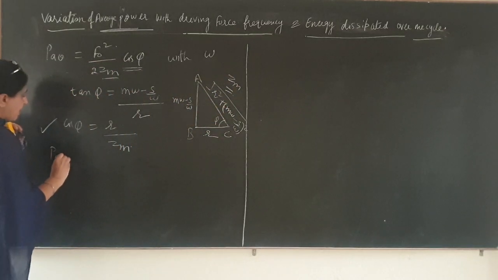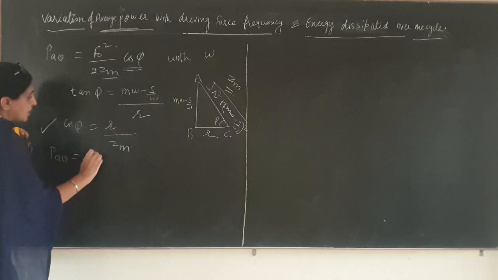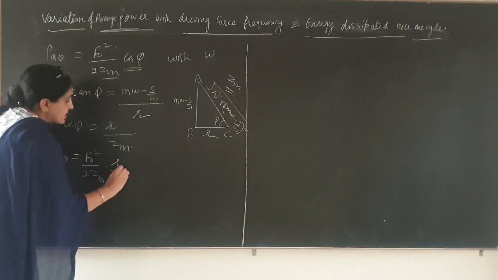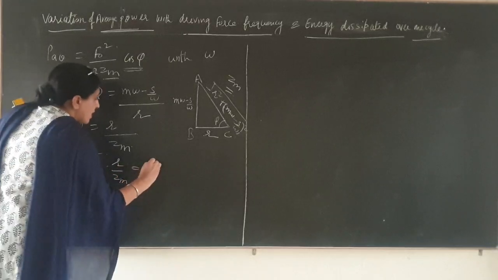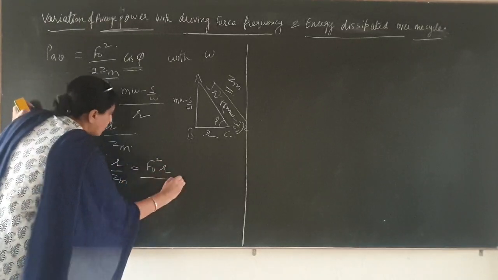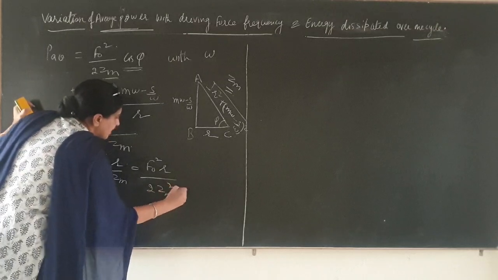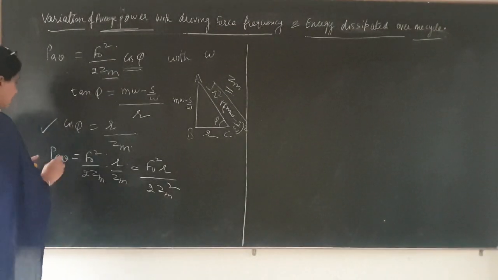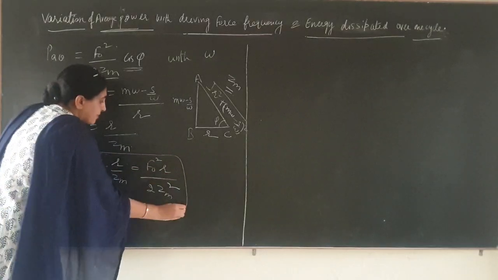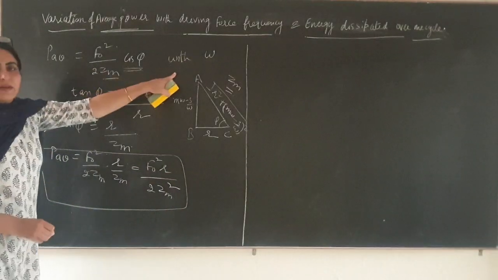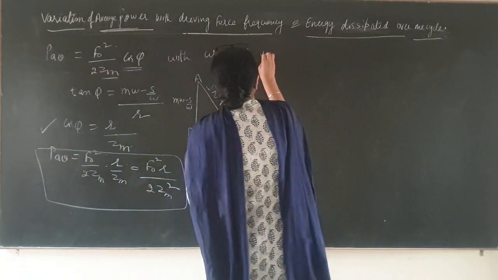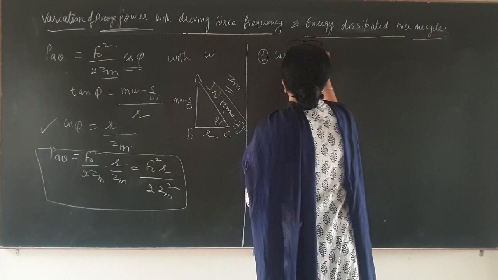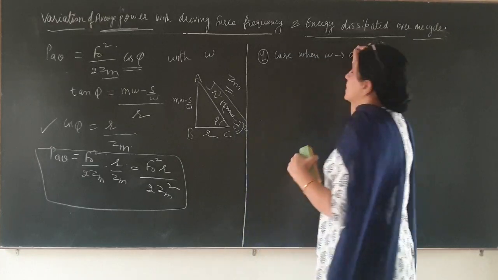So you can put it here. Average power becomes F naught square over 2 Zm into r by Zm, and that is equal to F naught square r over 2 Zm square when you put the value of cos phi. Clear? So now we have to vary this average power with omega. Same process, first case first, when omega approaches to 0.